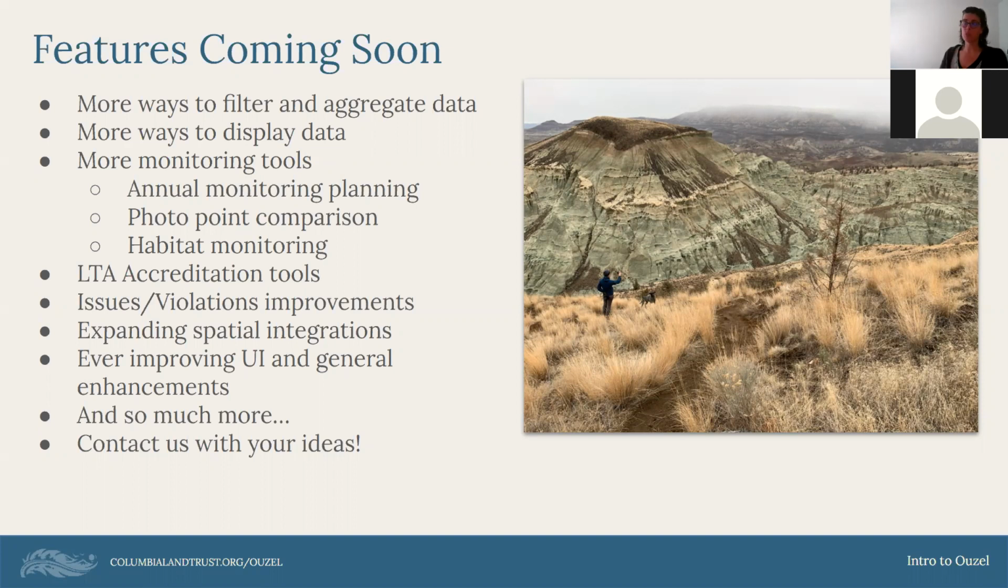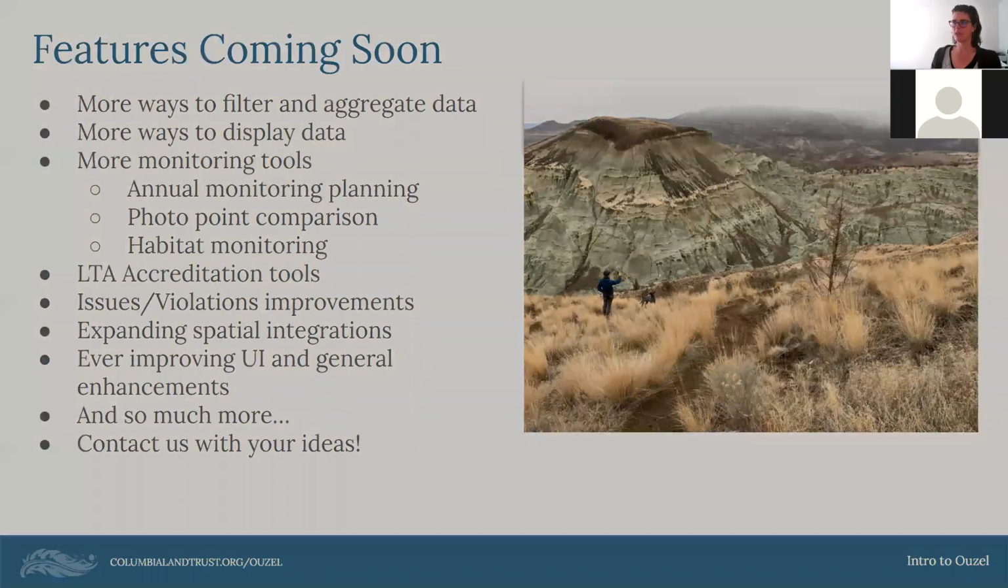So you saw with the reports, we can pull everything out. One of the things we have on the list is to build basically all the reports that we'll need to populate our accreditation or renewal applications, so that we're not hopefully pulling 7 million file folders out of different files and searching and searching and searching. Although that will happen until you get the data in. We're improving issues and violations, more spatial integrations. We are always working on improving the UI, which is the user interface, and general enhancements. Of course, we're constantly finding and fixing bugs. And then there's just so much more. It seems like every time we onboard a new land trust, there's more great ideas. So call us with your ideas.